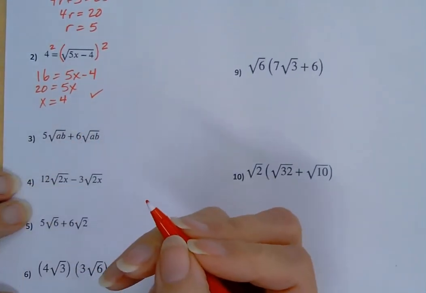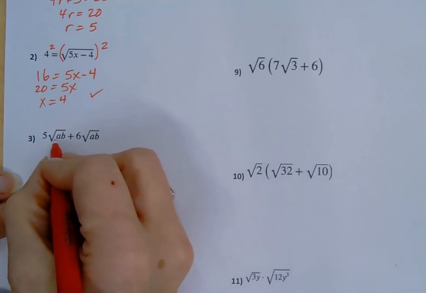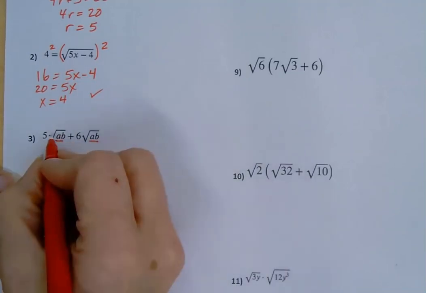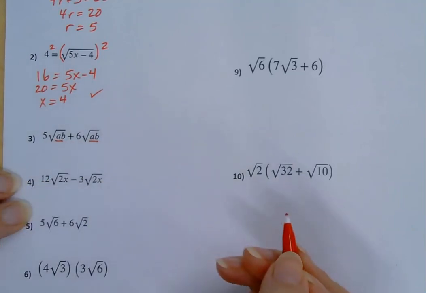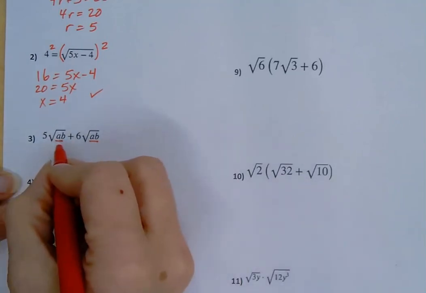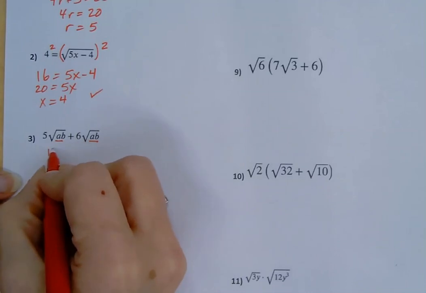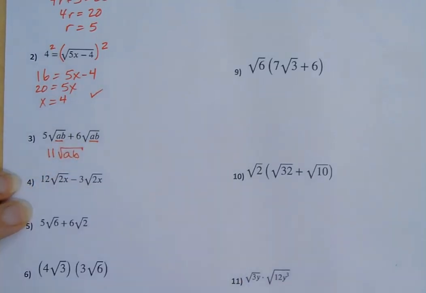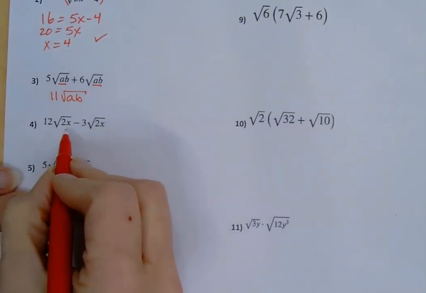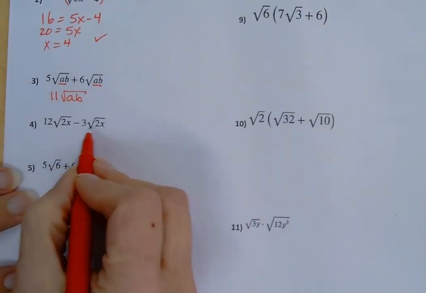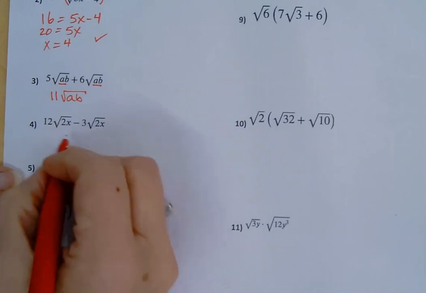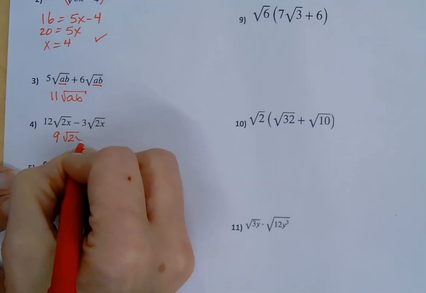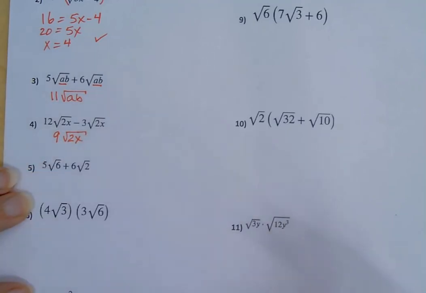Okay, number 3, right here. This one is just an expression that I can simplify, right? So I have the same exact radicand, meaning AB underneath the radical. I have the same index. These are square roots. So I have 5 roots of AB, and then I have 6 more of them, so I have a total of 11 roots of AB. Next, 12 roots of 2x minus 3 roots of 2x, same exact radicand, same exact index, so I have 12 of them, and I take away 3, I'm left with 9 of them. And those happen to be square root of 2x.